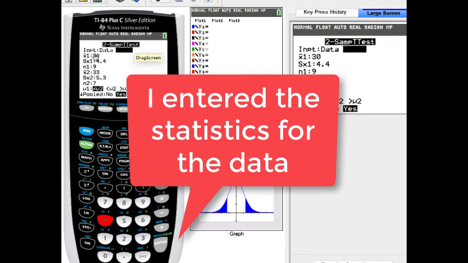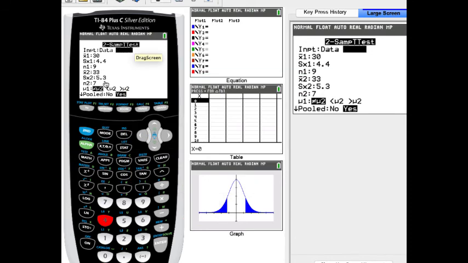And so I've entered in the data already. The mean for the first sample, for the boys, was 30, the standard deviation 4.4, the sample size was 9. The mean for the young girls was 33, the standard deviation was 5.3, and the sample size was 2. And then what you have to do is you cursor down.